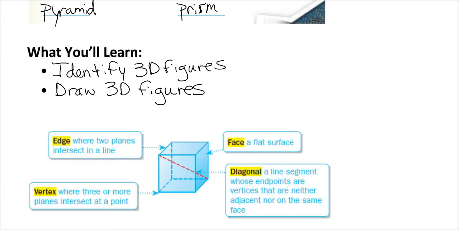Next is the face. The face is like the walls themselves. The faces are just what's going around the figure. A diagonal is going from one plane to another. It's a line segment whose endpoints are vertices that are neither adjacent nor on the same face. So it's going from one corner of the room to its opposite corner of the room.